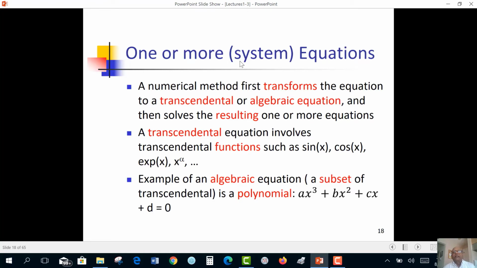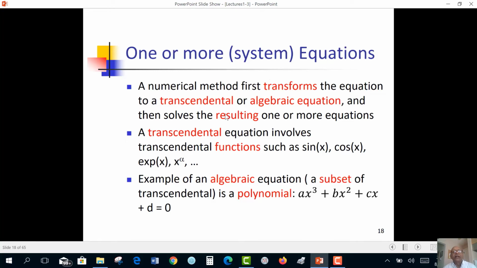So where do we get these one or more equations? When we have more equations, we say we have a system of equations. So we'll say we have a system of 5 equations or 3 equations. In numerical methods, whatever kind of equation we have, first it converts it to a transcendental or algebraic equation. And then it solves. It could be one equation, or five equations, or whatever.